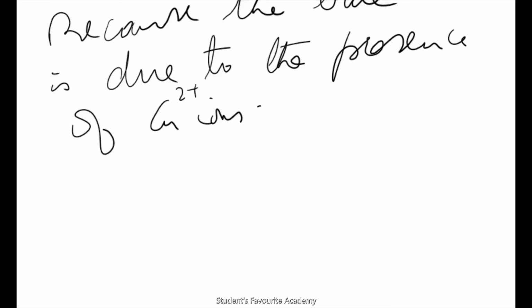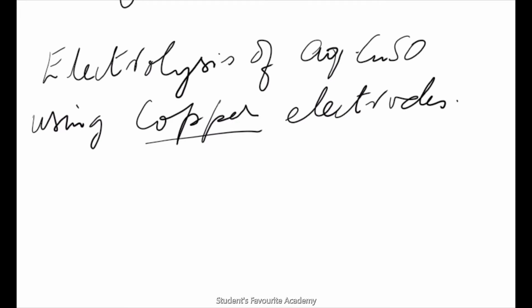Okay, now if both the electrodes used are copper, then what will happen? So now we will do electrolysis of aqueous copper sulfate using copper electrodes. In the earlier one we used either both electrodes as platinum, or the anode as platinum and the cathode as copper, and we saw how it happened. Now both anode and cathode are copper rods.